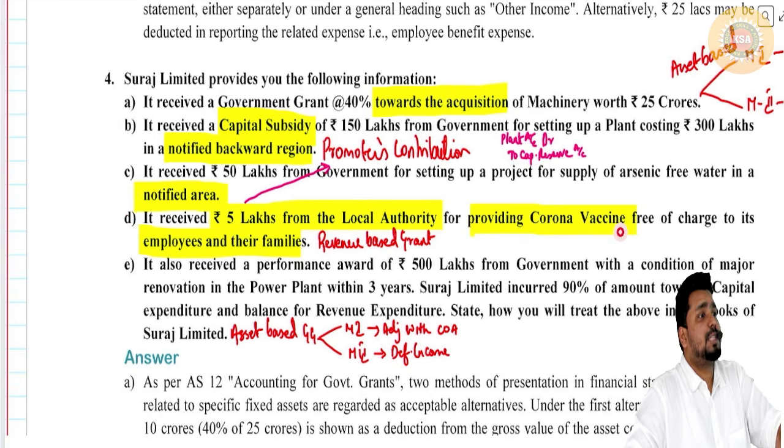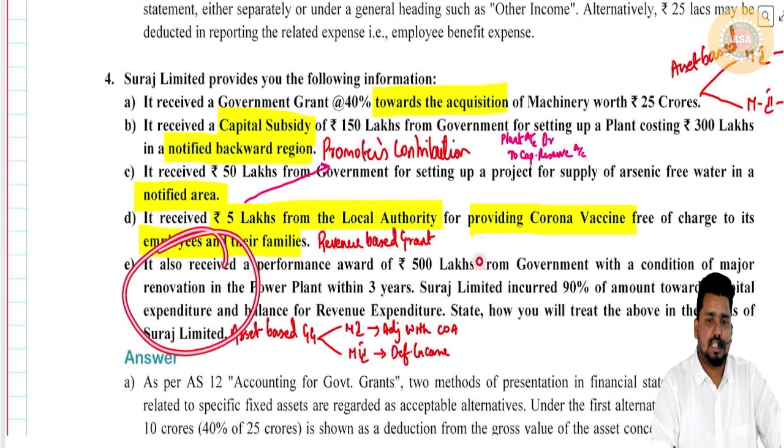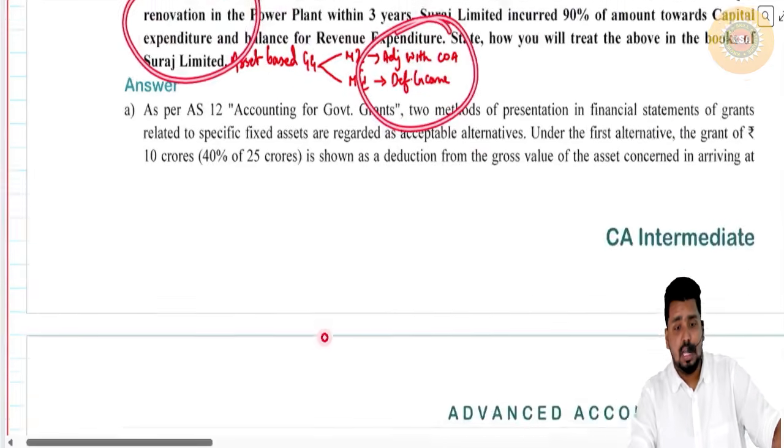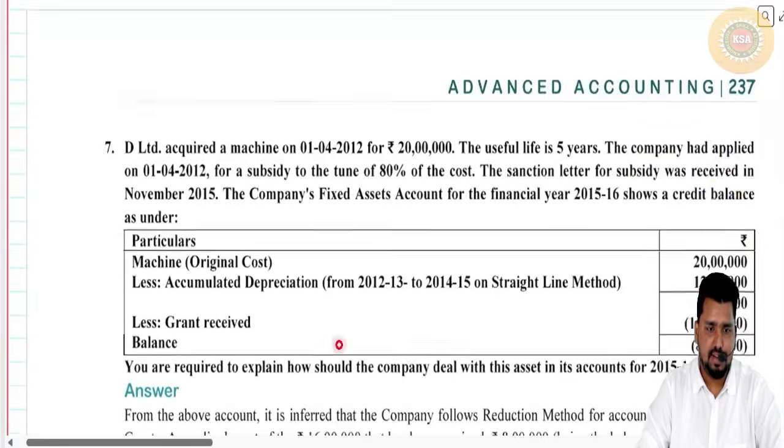COVID vaccine. Expense based grant. Revenue based grant, expense based, less than 1 year or more than 1 year. It can be adjusted with the expense or it can be shown as a separate income. Clear or not clear? And the last one is also an asset based grant. Method 1 or method number 2. Clear or not clear? Everyone?